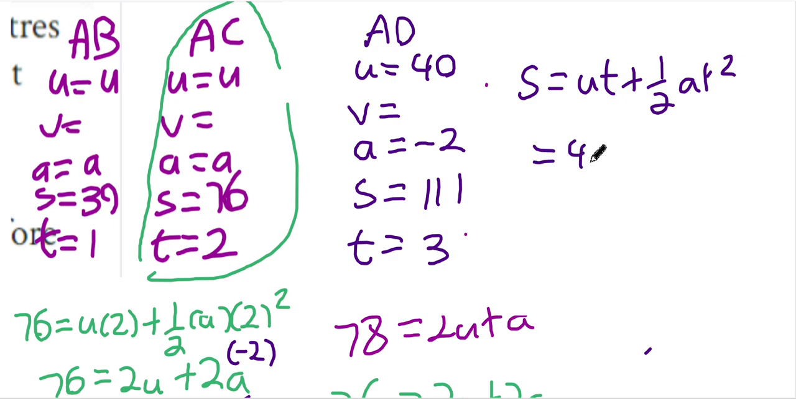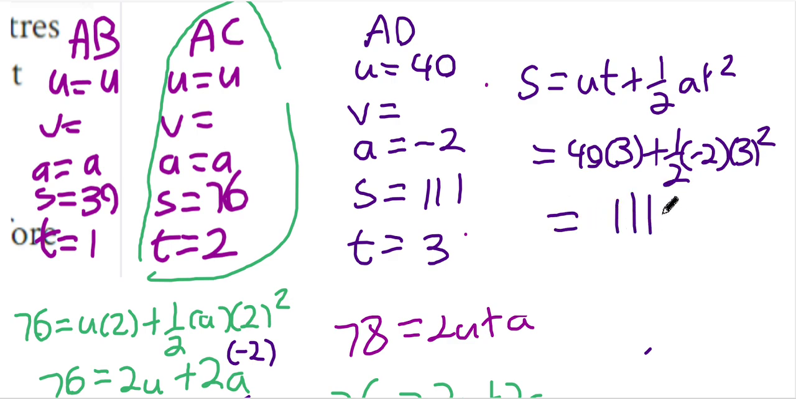Alright. Will somebody do 40 times 3 plus a half minus 2 times 3 squared? Fairly certain I'm getting 111 from that. Yeah. So I'm right. It works. And I just go, the answers of u equals 40 and a equals minus 2 work for all sections. Hence, it's the correct answer.